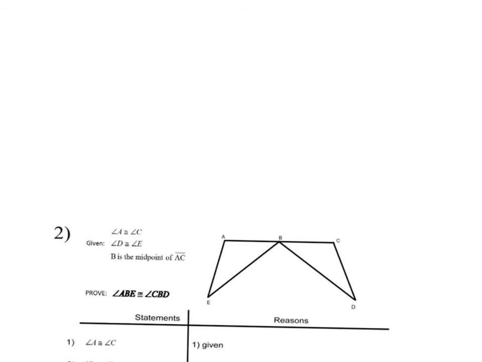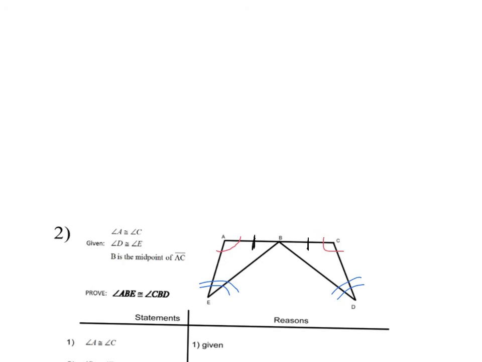Angle A is congruent to angle C. Hopefully you guys can label that correctly. Angle D is congruent to angle E, double swooshes. And B is the midpoint of AC. I'm going to make single tick marks for that.